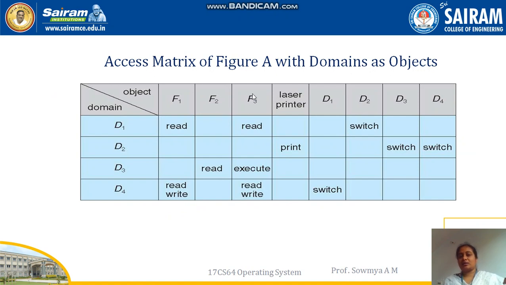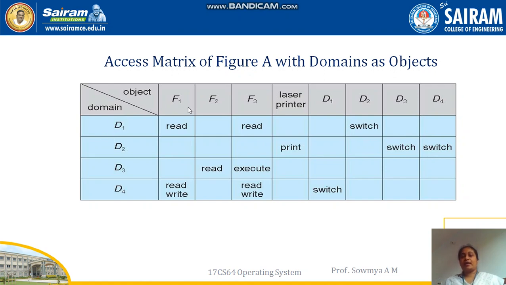Next, the access matrix with a domain as an object. See here, in this access matrix, even domains are also given as objects. So we have domains and objects still here, but again domains are added as objects. This means D1 can switch to D2. The domain or the process, if you consider a domain as one process, can switch to another domain also. So switch is a mechanism. If you have domains in the object, it gives the privilege of switching from one domain to another.